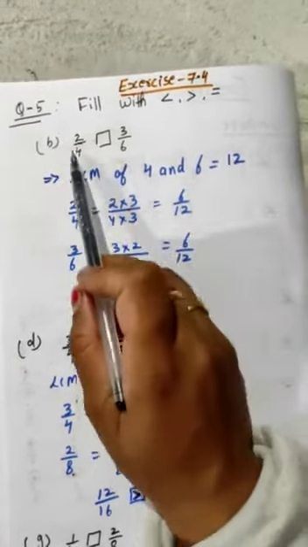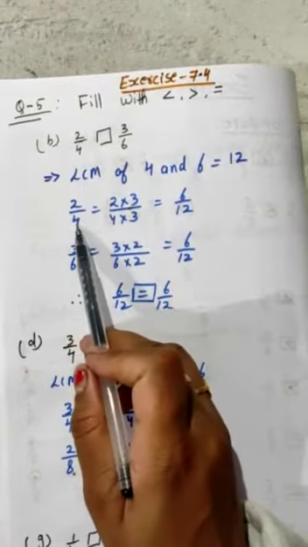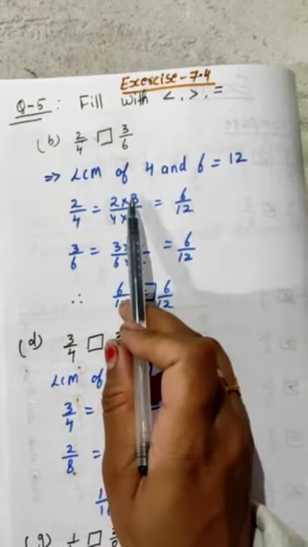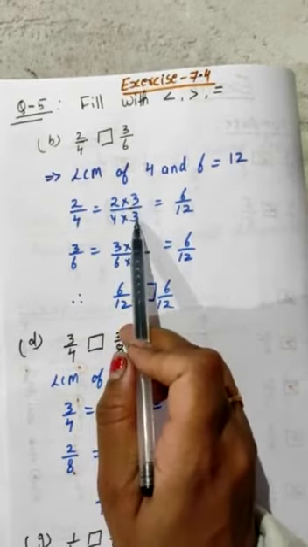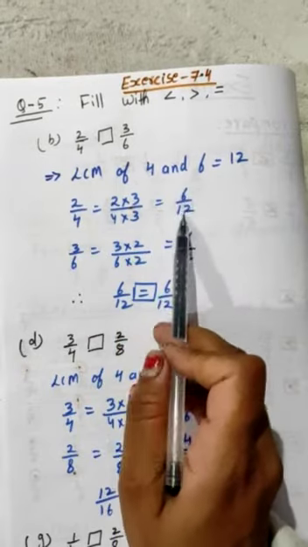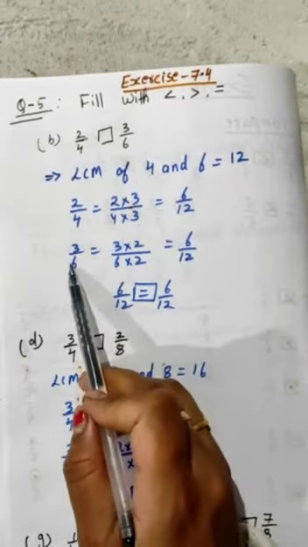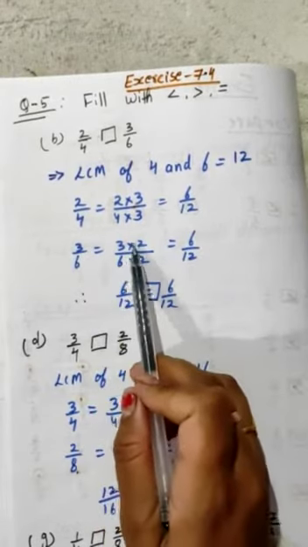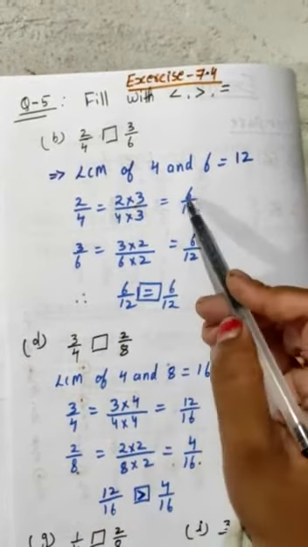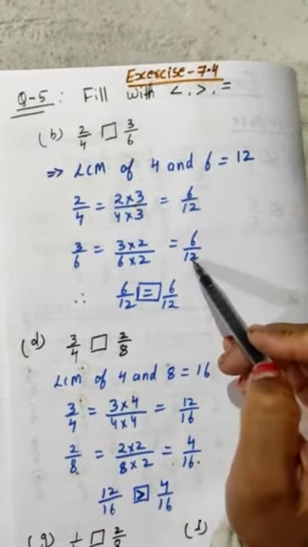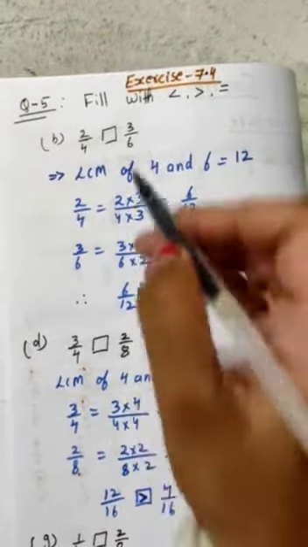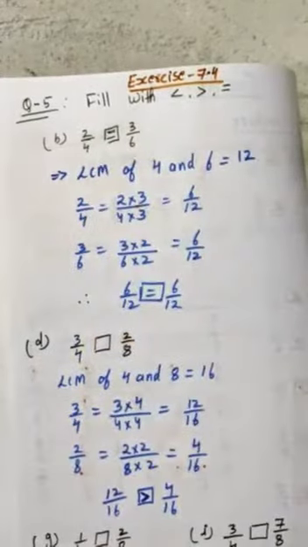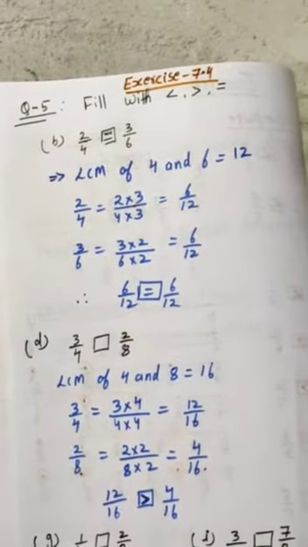So you will have to convert 2 by 4. The denominator should be 12. So you will multiply it by 3, both the numerator as well as denominator. So it will become 6 upon 12. And 3 upon 6 will become again 6 upon 12, because 6 2s are 12, 3 2s are 6. So you can see 6 upon 12 and 6 upon 12, both are same. So which sign will come? Equal to sign will come. So this way you have to solve.